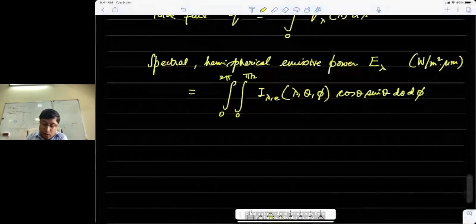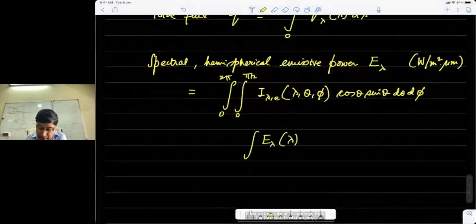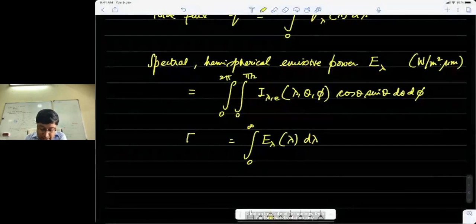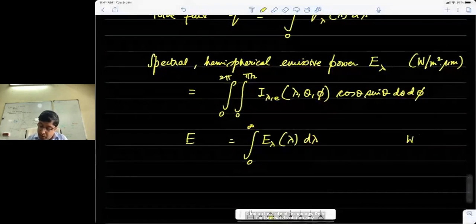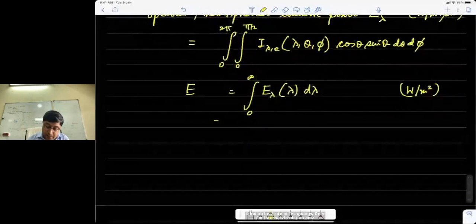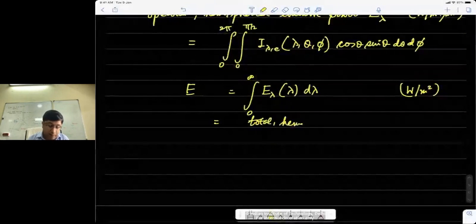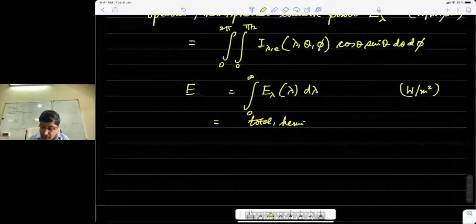And if you integrate that over all wavelengths, so for instance, if I do the integral of E lambda d lambda over all wavelengths, we will call this variable E, which has units of watt per meter square now, and it is called the total hemispherical emissive power.